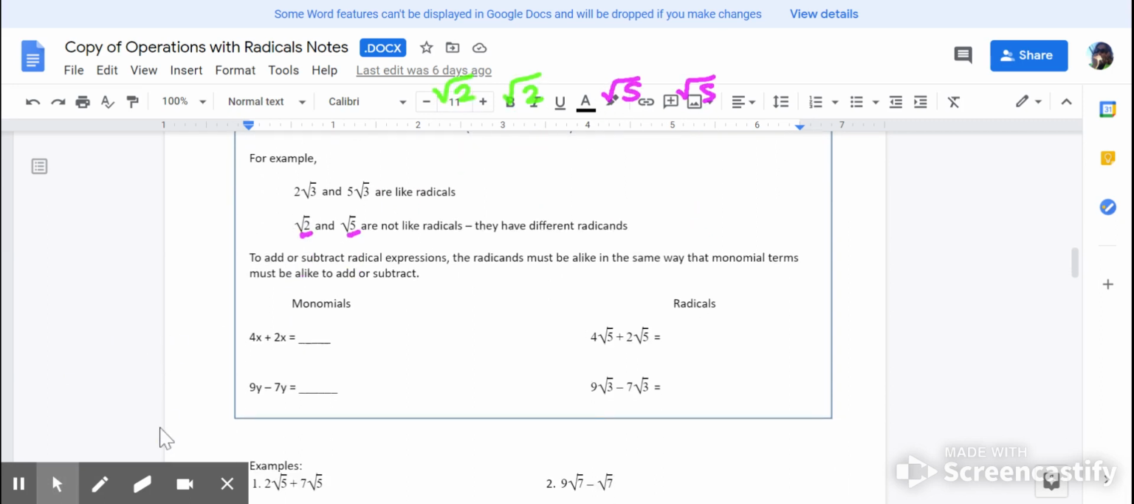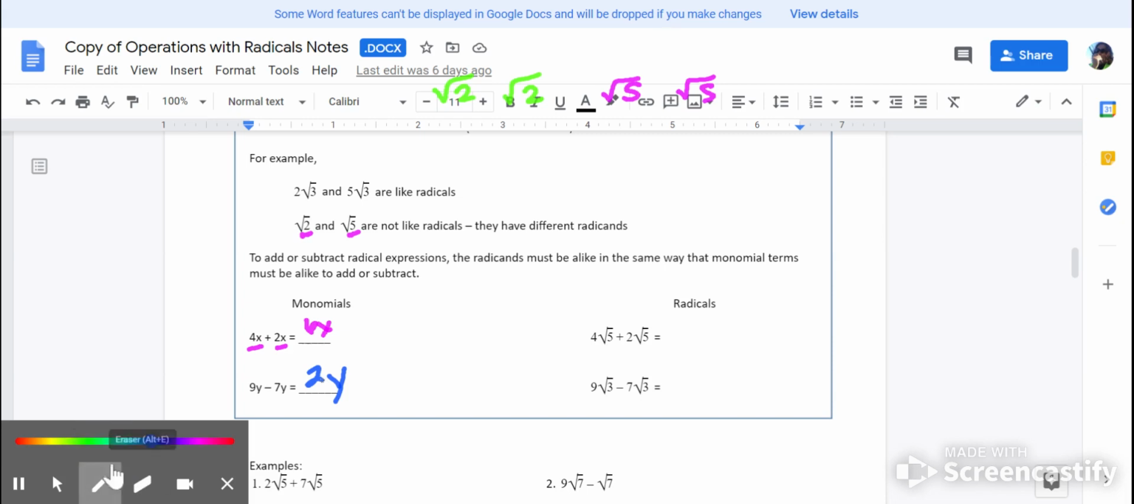So let's compare these two polynomials. If I'm going to add like terms of a polynomial, these are both monomials, so 4x plus 2x equals 6x. I did not touch my x's, I simply added the coefficients. Same thing if I have 9y minus 7y. I'm not going to touch my variable, I'm only going to subtract the coefficients. So 9 minus 7 is 2y.